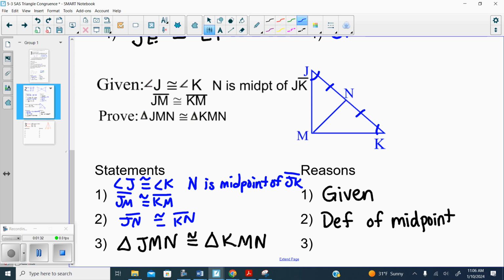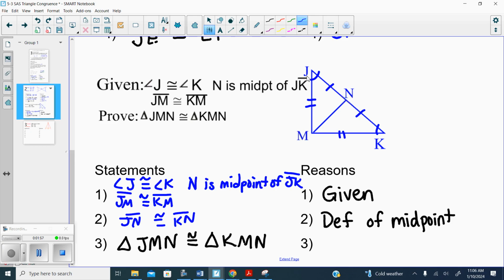Okay, we're not done with our given yet. JM is congruent to KM. So I need to mark those. Do you have your three congruent pieces now marked? Yes. So now we're ready to call triangles. So we're saying triangle JMN is congruent to triangle KMN.